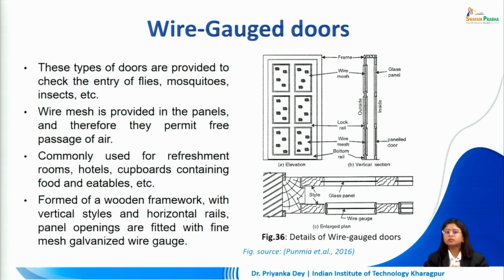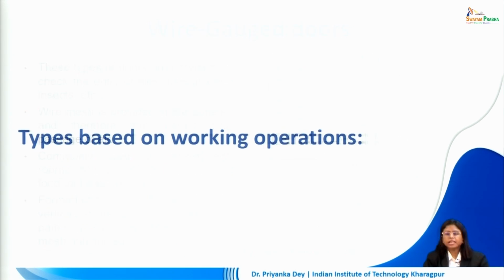This is formed with the help of a wooden framework with vertical stiles and horizontal rails, and the panel openings are fitted with fine mesh galvanized wire gauge. So as we can see, these spaces inside will have the wire mesh. So that was the classification based on the type of construction that is done in the door. Now let's move on to the classification based on how the door operates.